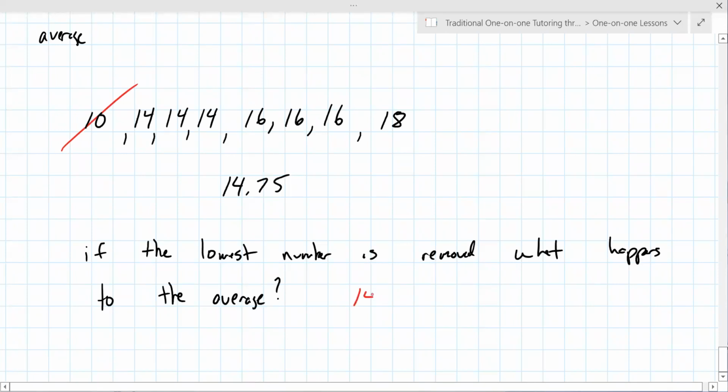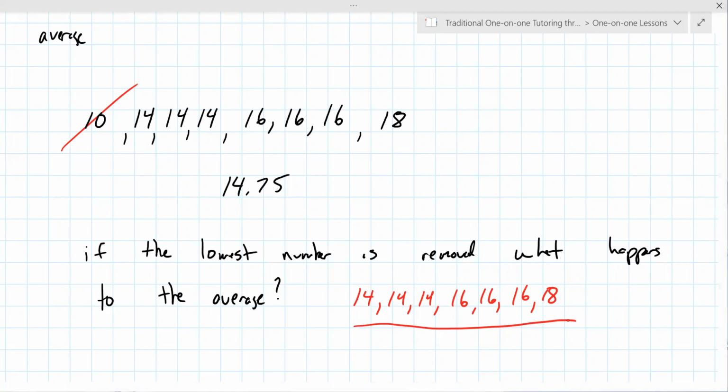Okay. So let's have you try that. Let's look at that data set. Now, what are you going to divide by this time? How many numbers are in your data set? 3, 4, 5, 6, 7. So you're going to divide by 7. Let's go ahead and calculate that new average, please.